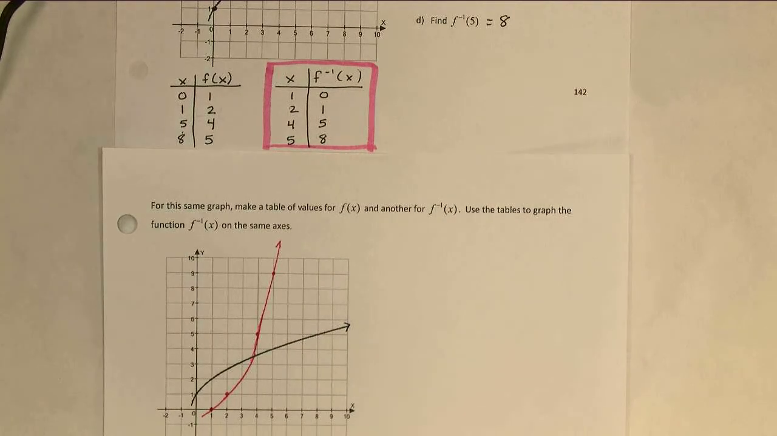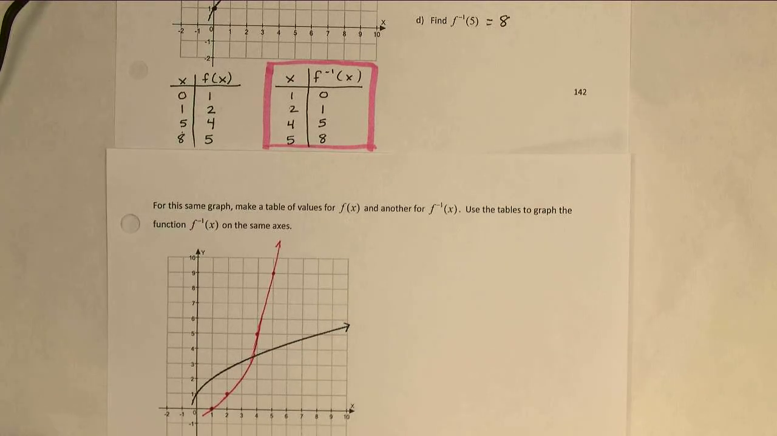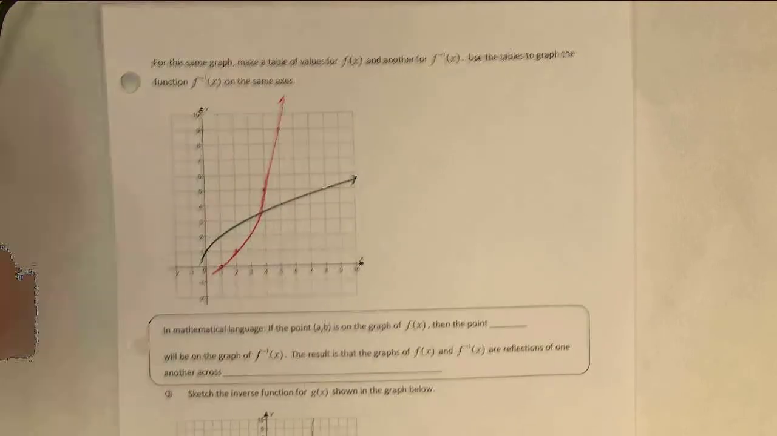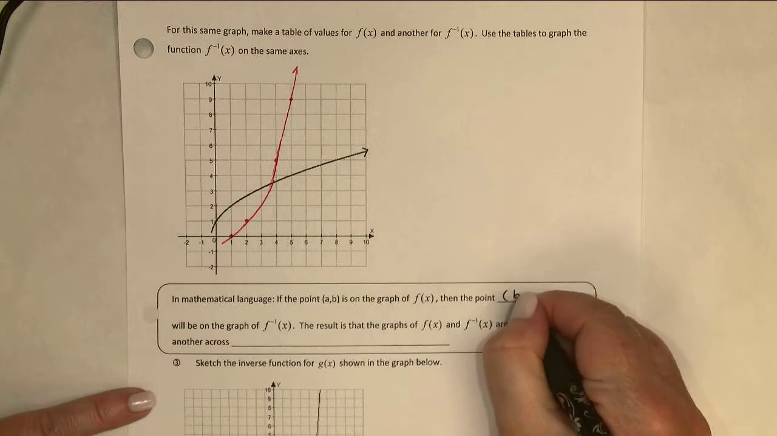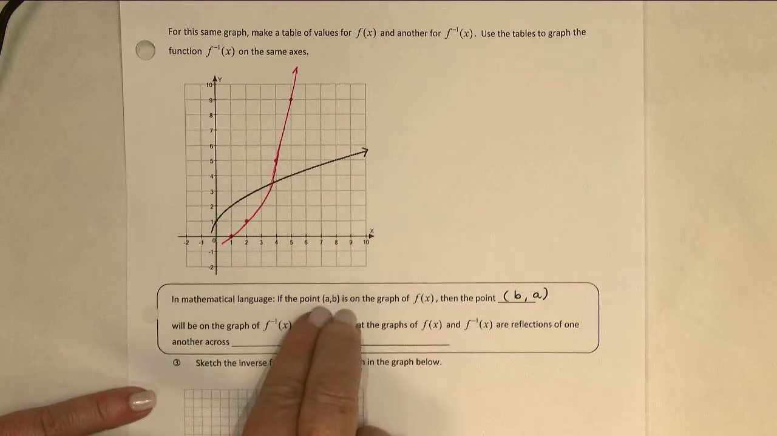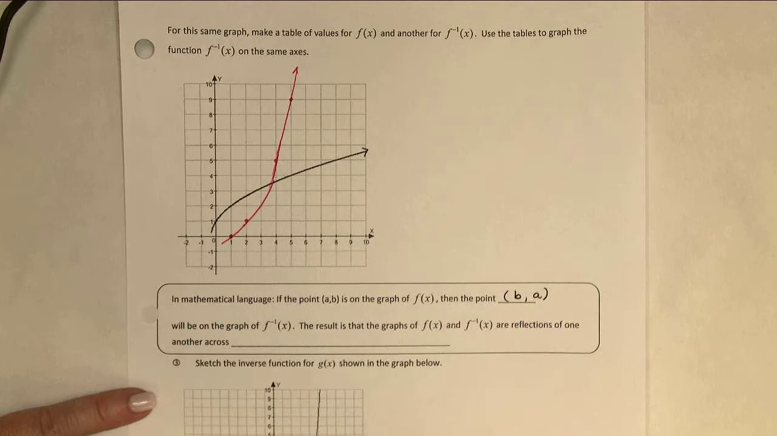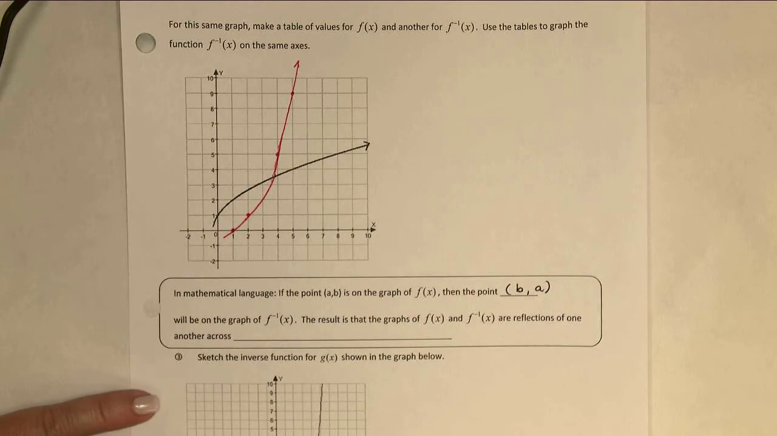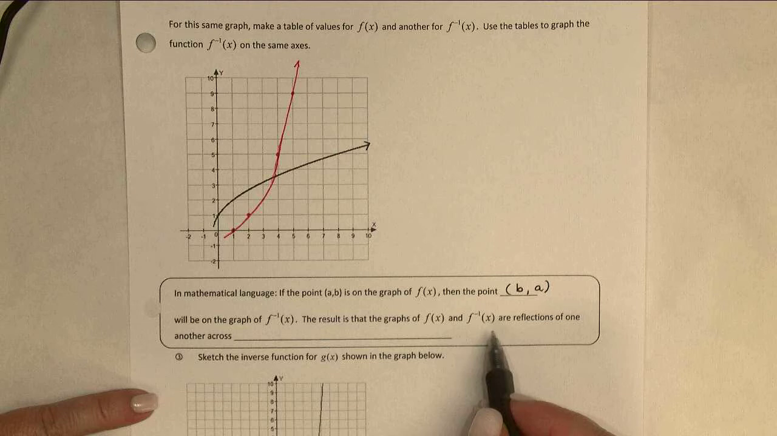And I want to look a little bit more at what we just drew. First of all, in the box down here, in mathematical language, if the point (a, b) is on the graph of the function, then we would reverse that, right? The x's and the y's reverse. So that would mean that the point (b, a) is on the graph of the inverse. Again, the x's and the y's exactly trade roles. The result is a graph that's actually reflections of one another across the diagonal line y equals x.